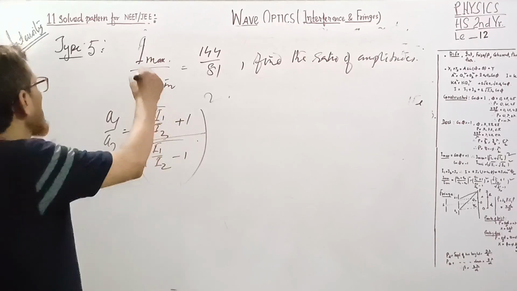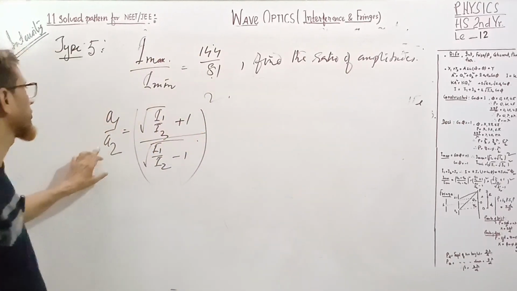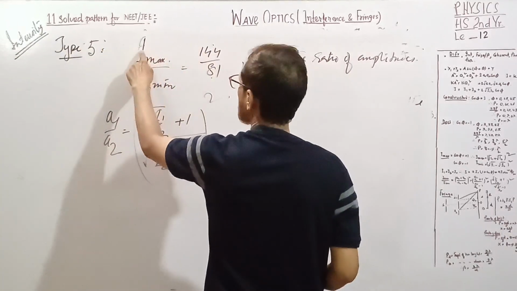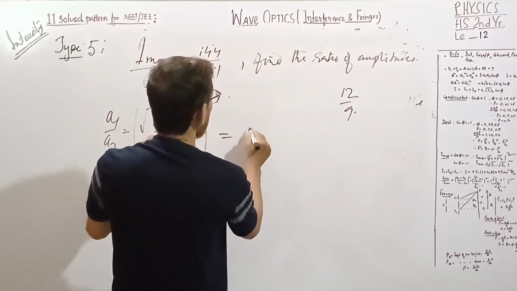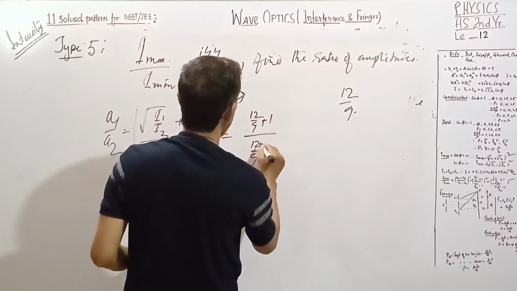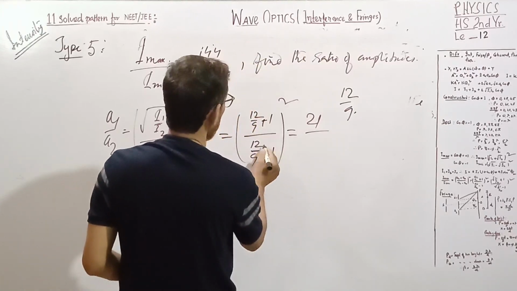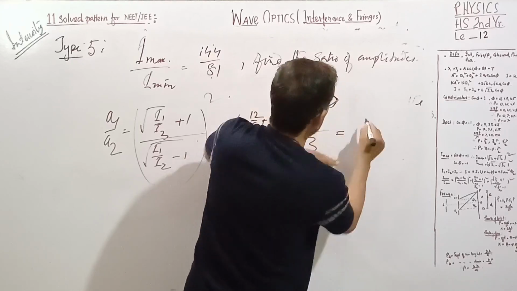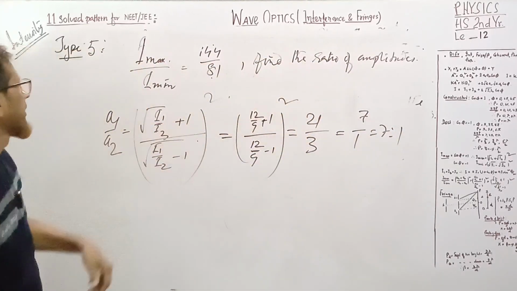So you are given I maximum by I minimum is equal to 144 by 81. Find the ratio of the amplitudes. We know A1 by A2 is equal to root over I1 by I2 plus 1 divided by root over I1 by I2 minus 1, and root over of this is equal to 12 by 9. So here you are getting 12 by 9 plus 1 divided by 12 by 9 minus 1. This is equal to 21 and this is equal to 3. This is equal to 7 by 1, that is 7 is to 1. Again it is very simple.